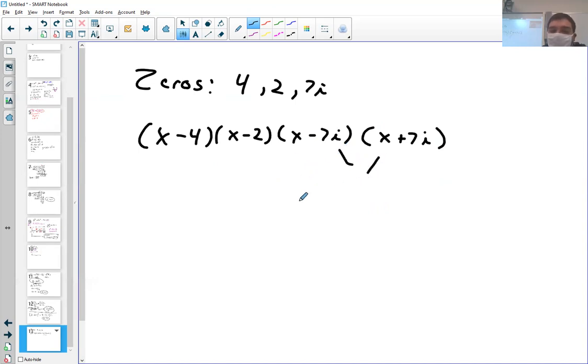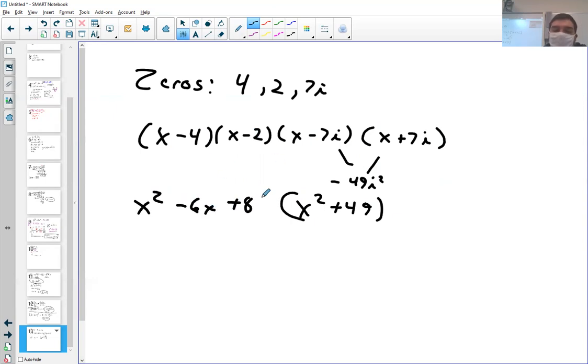On the right side though, we combined it. Again, I remember the i's always cancel out. Yeah, exactly. The i's turn into real numbers, which is really nice. So plus 49. If you don't know why, it's 49i squared, so it'll become positive 49. This one, we just got to FOIL. x squared minus 4x minus 2x minus 6x plus 8.